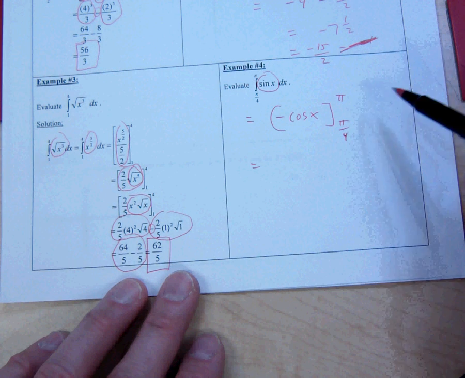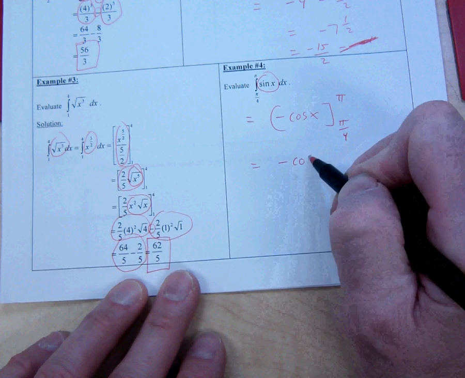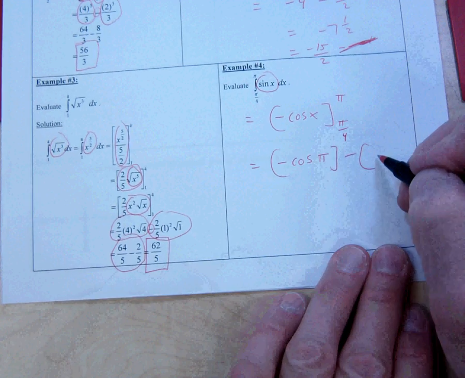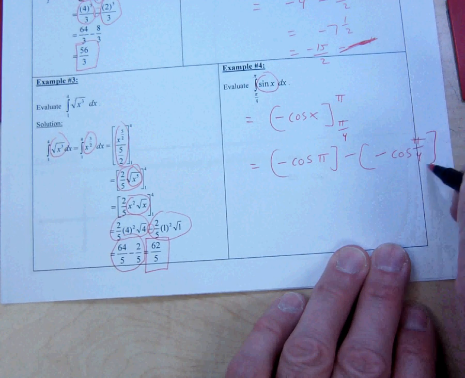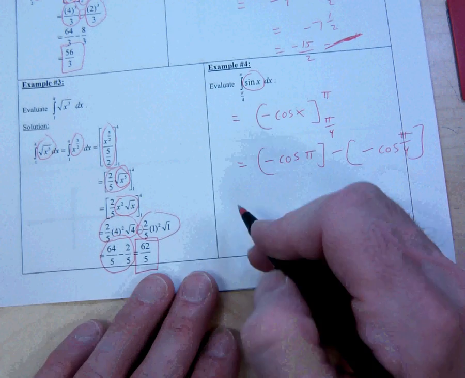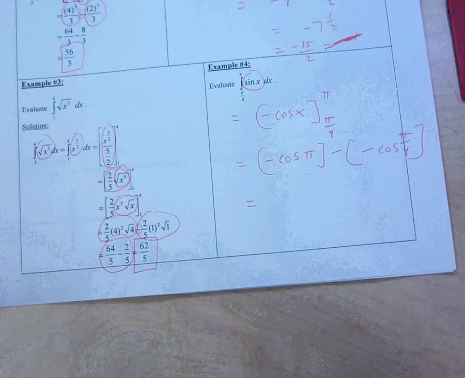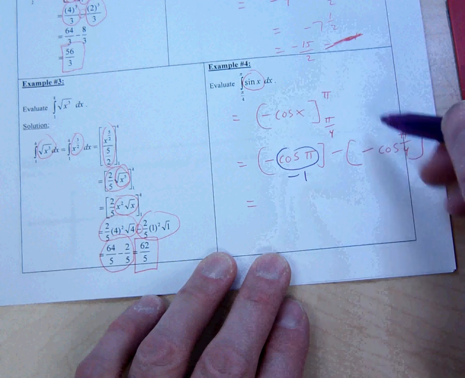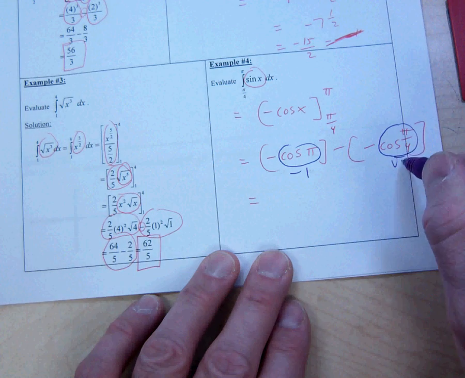Okay, and then what do I do from here? Yeah, so what do I plug in first? Yeah, plug in the upper limit, which is pi. And then subtract what I get when I plug in what? Pi over 4. And be careful with these subtractions and the negatives. That's why you've got to use brackets on these, okay? Just to be careful. All right, so what's the cosine of pi, guys? -1. And what's the cosine of pi over 4, guys? Square root of 2 over 2.